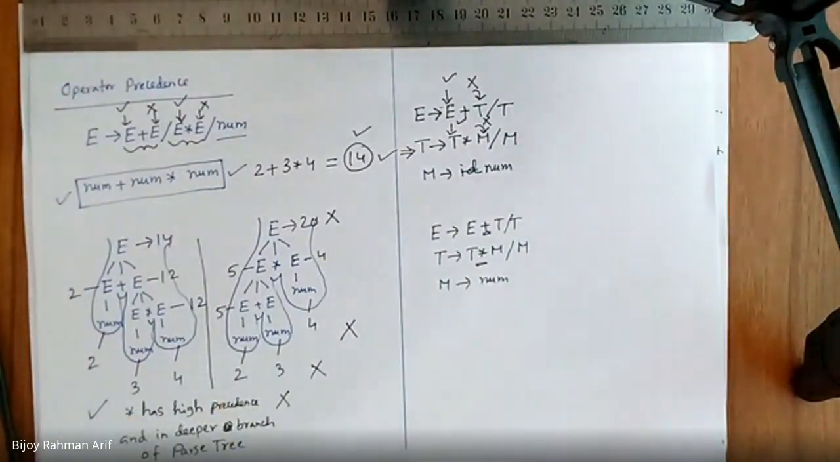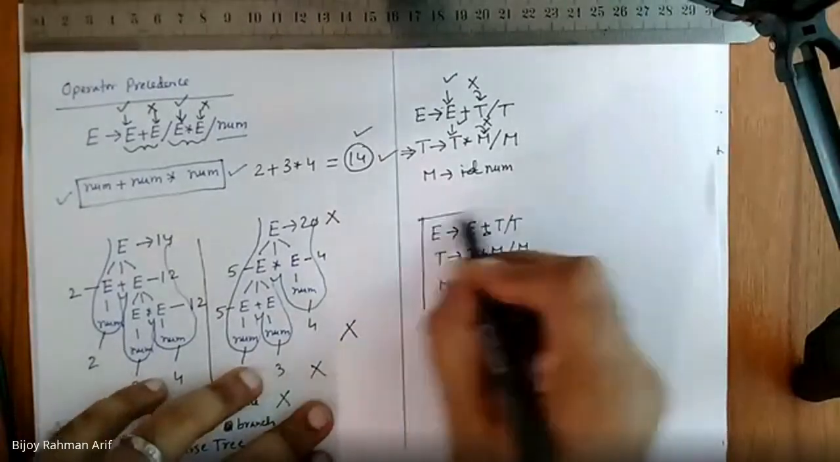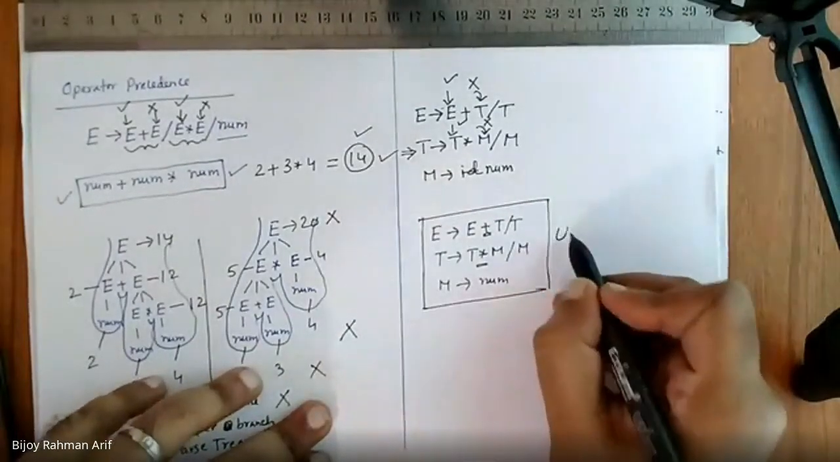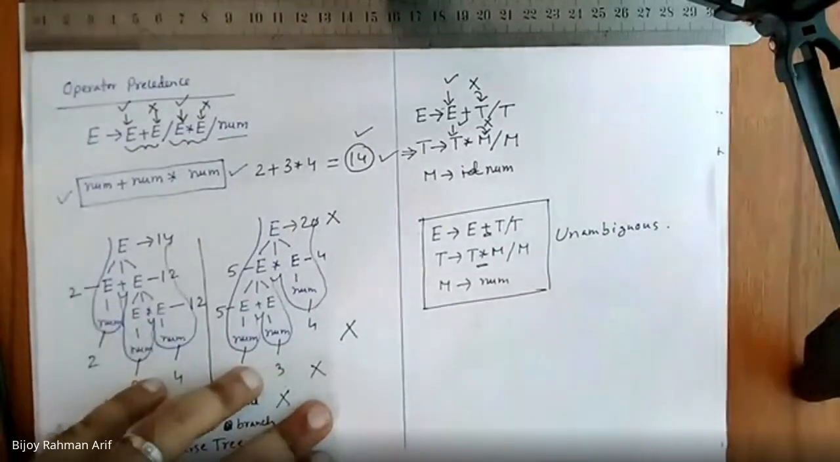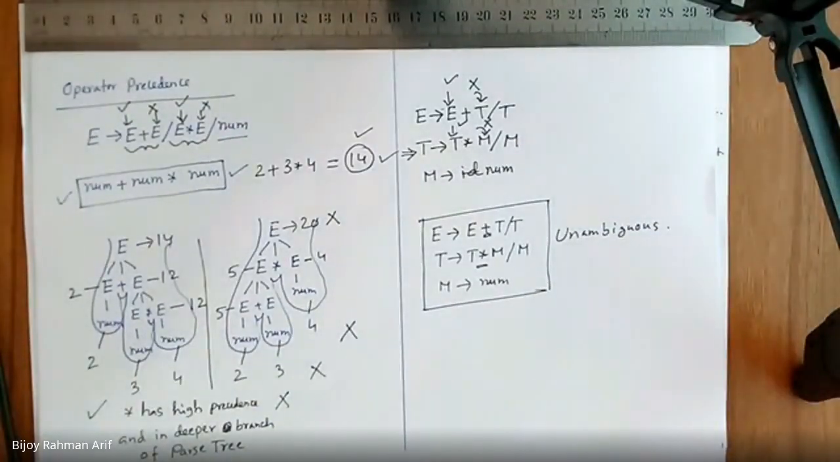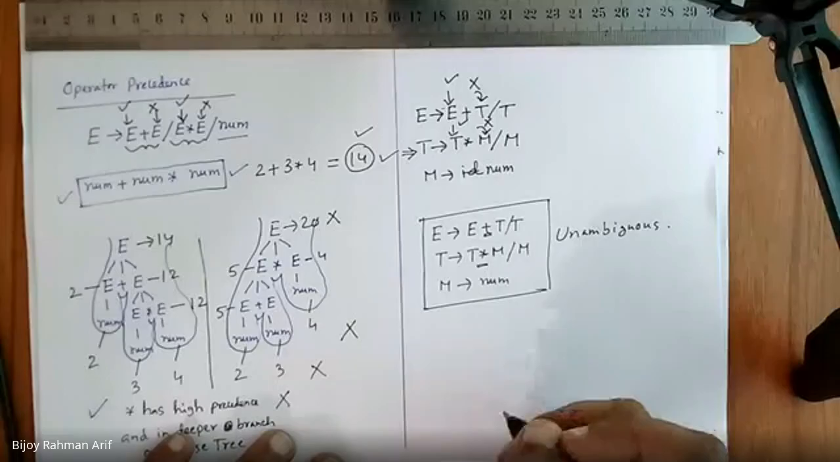Is it clear to you guys? Yes, sir. Now this grammar becomes unambiguous. Okay, guys? Is it clear to you? Yes, sir. Yes, please.